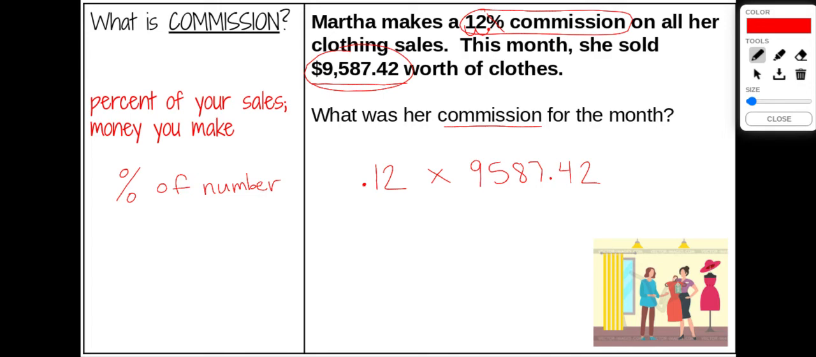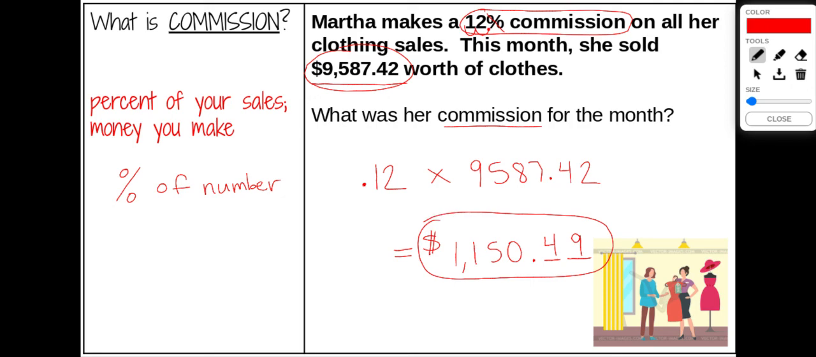This is often used as an incentive for employees to go above and beyond and do a really, really great job. So let's type this into our calculator. Go ahead and push equals. Remember, this is money, so I'm going to add a dollar sign. I'm getting $1,150. And then money goes out 2 decimal places. So I think if we look at our calculator, we're going to have to round that at 49 cents. So this would be the amount of money that Martha would make for selling that much money worth of clothes.